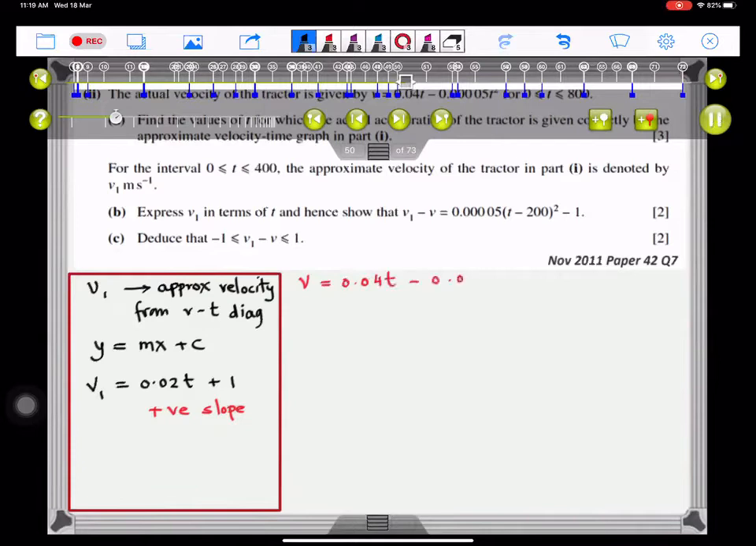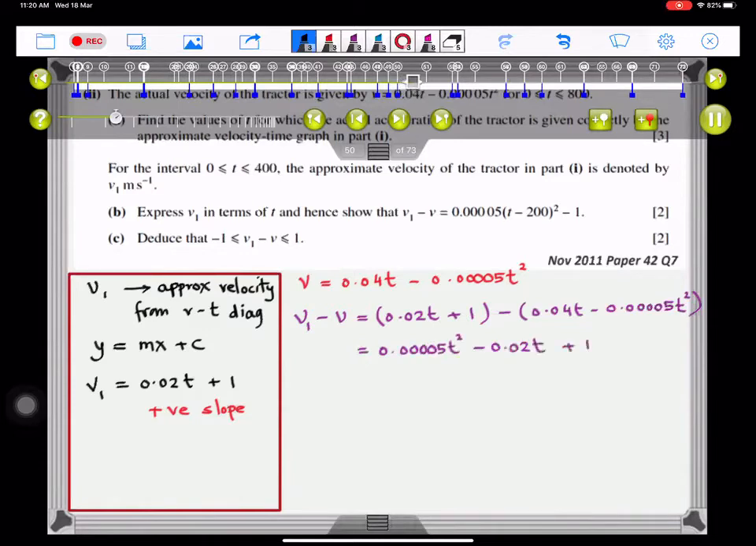V is equal to 0.04t minus 0.00005 t squared. V1 minus V, 0.02t plus 1 minus that expression. After simplification, this is what you get. A t square term, t term, and a constant. Now, we want it in the completed square form because that's how the equation looks like. A constant on the outside, a linear expression in the inside, a square on the outside, minus a constant. Isn't that the completed square form which you have studied in P1?